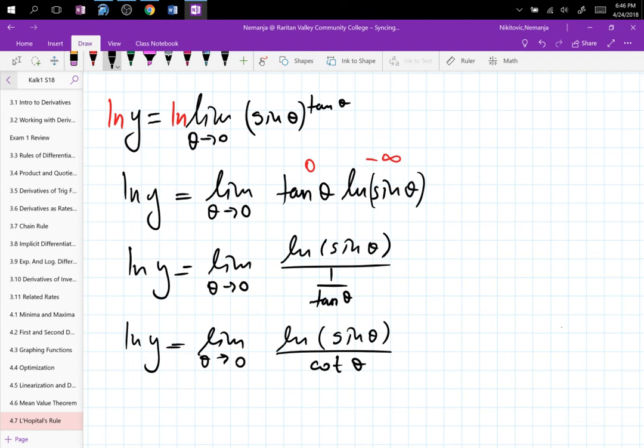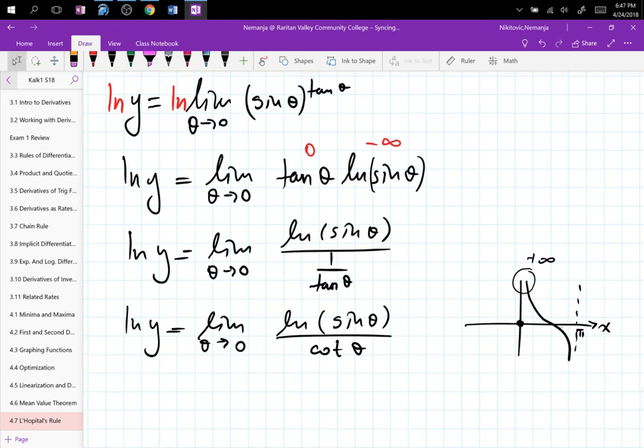And this is going to be infinity over infinity, because the cotangent graph has the vertical asymptote at pi, and it goes like this. So you see it's a positive infinity as the limit goes to 0. So I have infinity over infinity. I mean negative infinity over infinity, doesn't matter. Infinity is infinity, positive or negative, in this case.